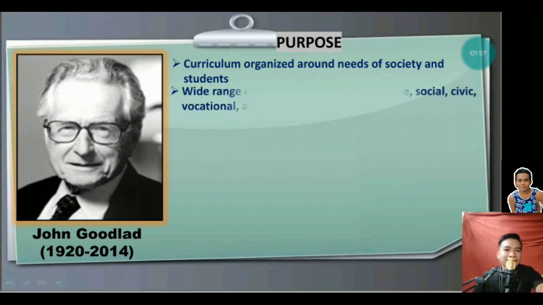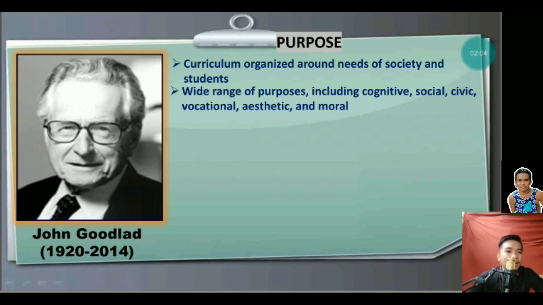So second, we have wide range of purposes, including cognitive, social, civic, vocational, aesthetic, and moral. So this means that John Goodlad is aiming for the development of the cognitive, civic, vocational, aesthetic, and moral aspects of the students in order for them to be creative and to learn a wide learnings to a certain topic to become them prepared. So that was his second purpose.